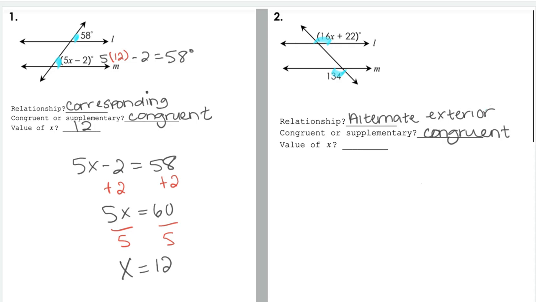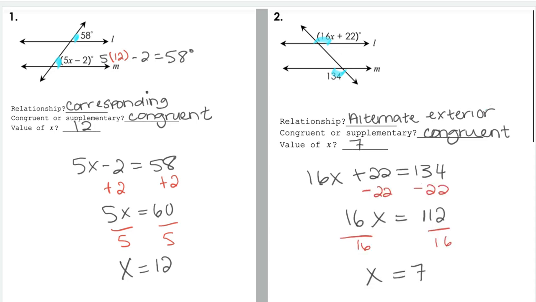All right, now we're going to set up our equation. So we get 16x plus 22 equals 134. All right, and we're going to get that x is equal to 7. And if you want to plug it in to double check, you can. So 16x, I'm going to replace the x with 7. All right, so if we replace the x with 7, 16 times 7 plus 22 does give us 134 degrees.